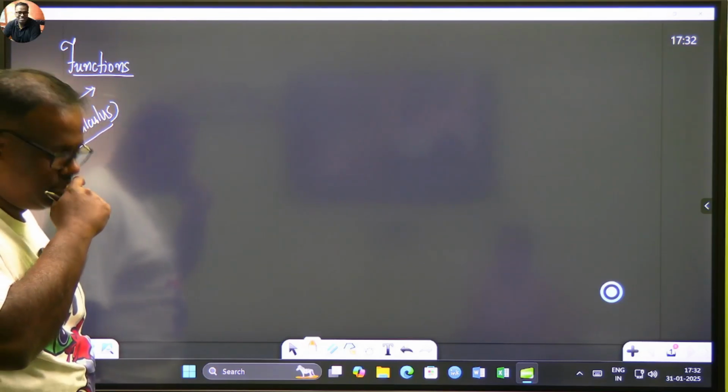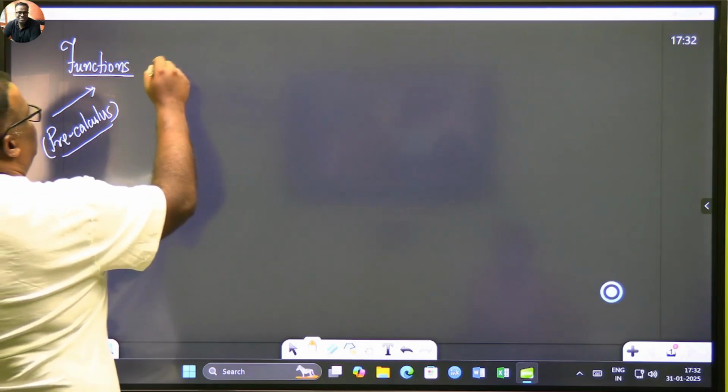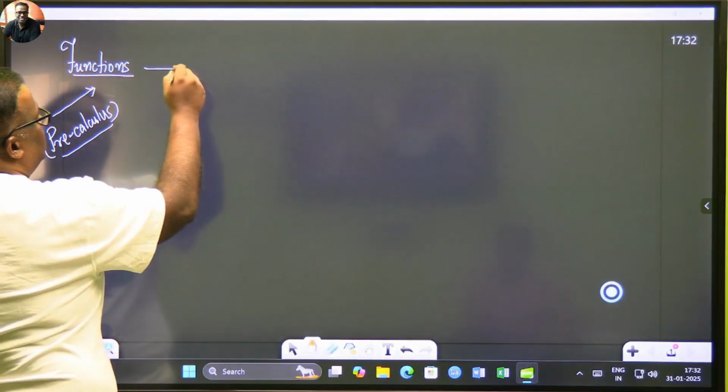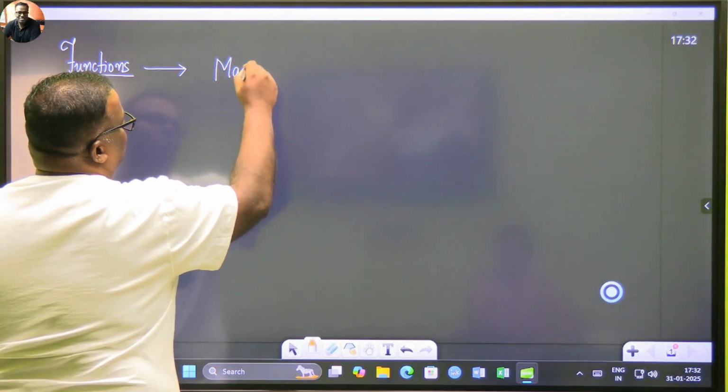Then we will see what is the inverse of a function. As much as time we have, we'll try to see. Okay, so the first thing about function. What is a function? I'll not go by the mathematical book definition.